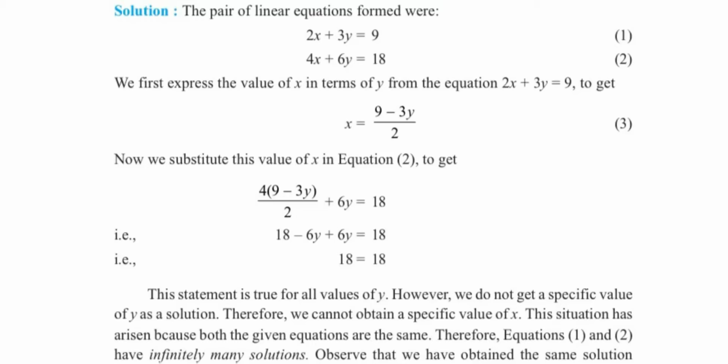So if we take out 2 common from the second equation, then both equations become the same, which means that the lines representing both the equations in the graph will coincide with each other, and you know that if they coincide then they may have infinitely many solutions. Because of that we are not able to get a specific solution or value of x and y.